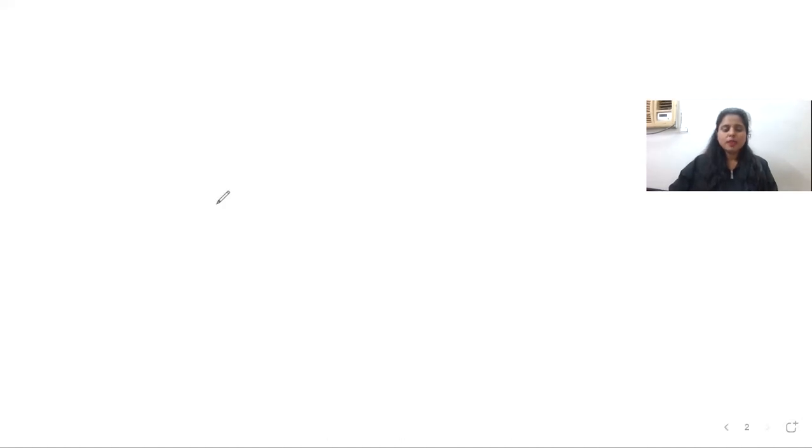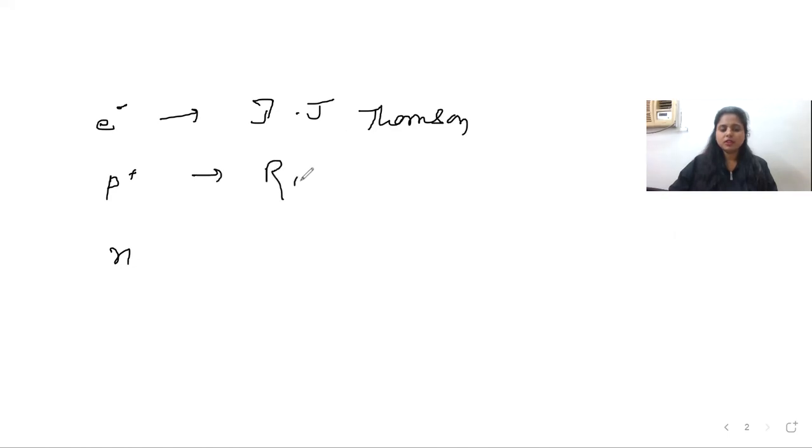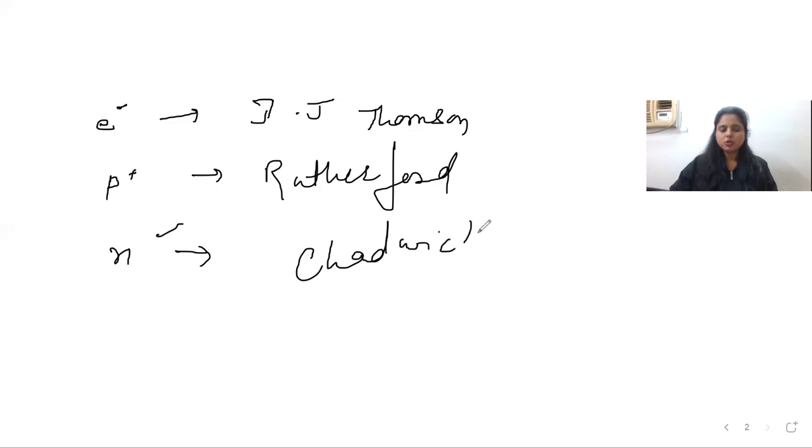Now we will talk about who discovered electron, proton, and neutron. Electron was discovered by J.J. Thomson, and proton was discovered by Rutherford. These were discovered by experiments, and neutron was discovered by Chadwick. So they were the founders of electron, proton, and neutron.